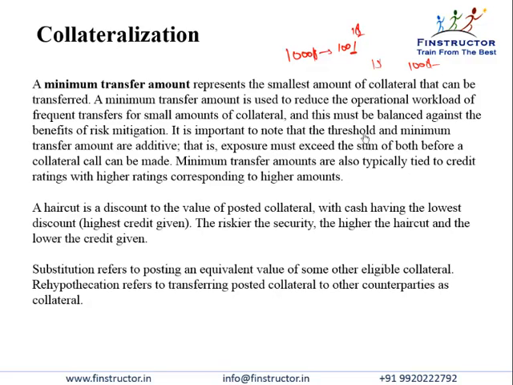Please note, however, that the threshold and the minimum transfer amount are additive. That is, the exposure must exceed the sum of both before a collateral call can be made. That is, if the minimum transfer amount is $100 and the threshold is $1,000, then a collateral call will first happen at $1,100. Or if the exposure becomes $1,200, then a $200 collateral call can be made.